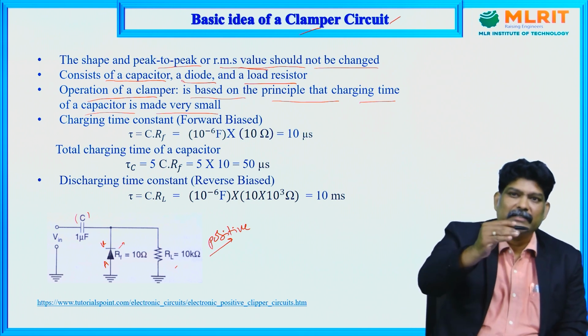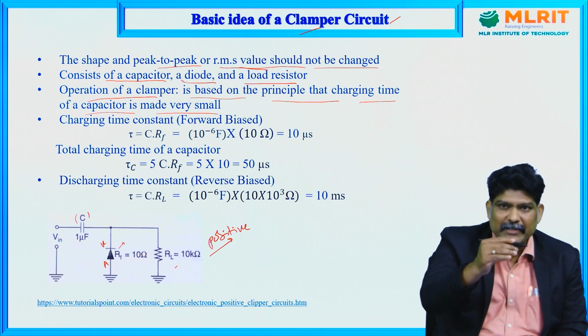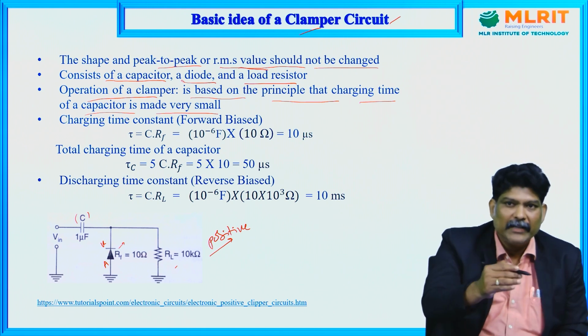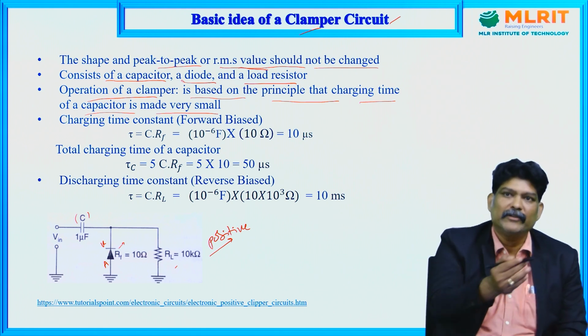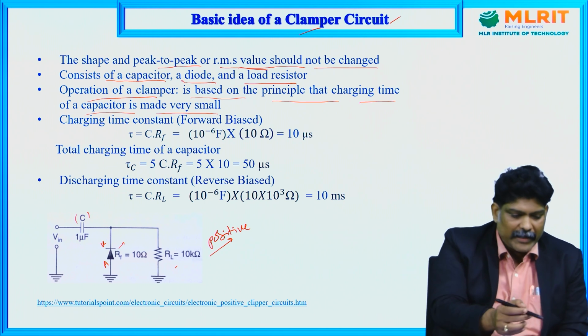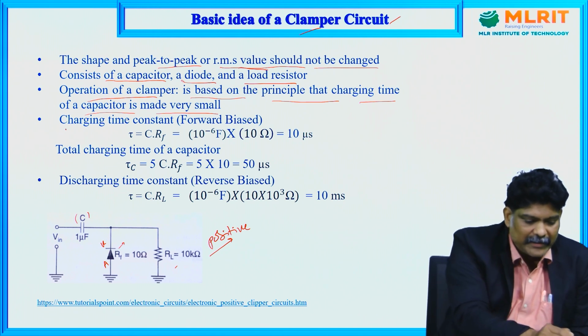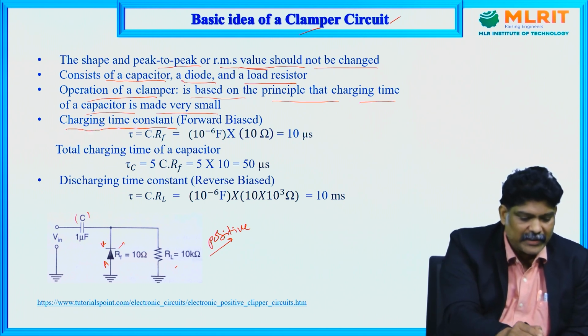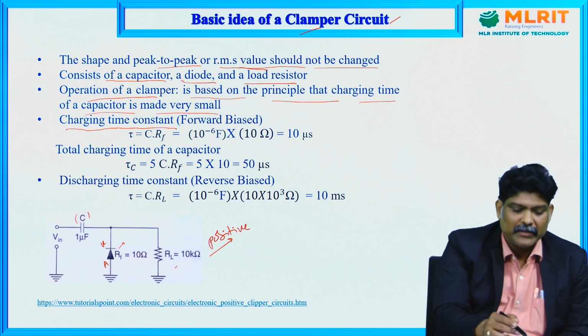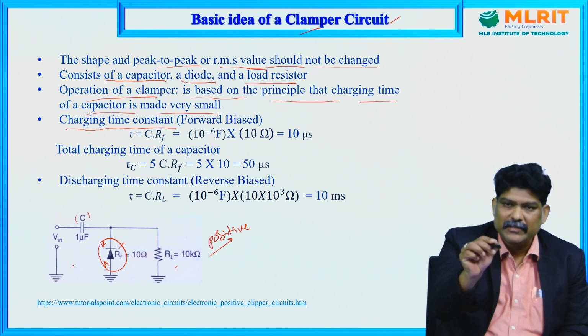The moment you apply the input signal, the capacitor has to charge immediately. The charging time is very less. So we have to make the charging time less compared to the discharging time. Now let us see the calculations of this charging time constant, that is when the diode is connected in forward bias. When this diode is connected in forward bias, the capacitor starts charging.